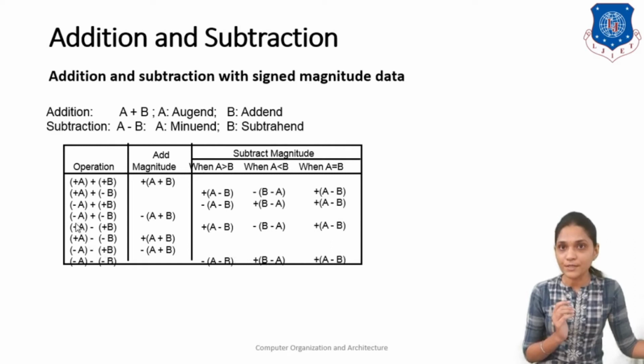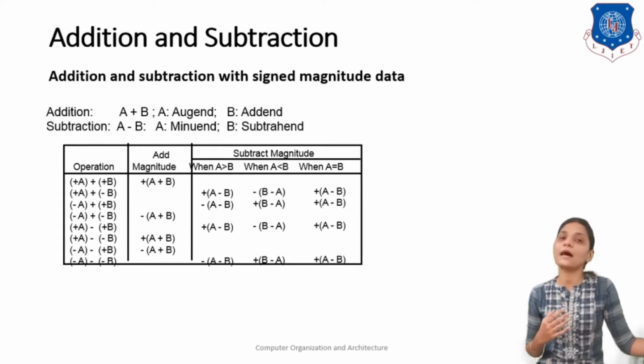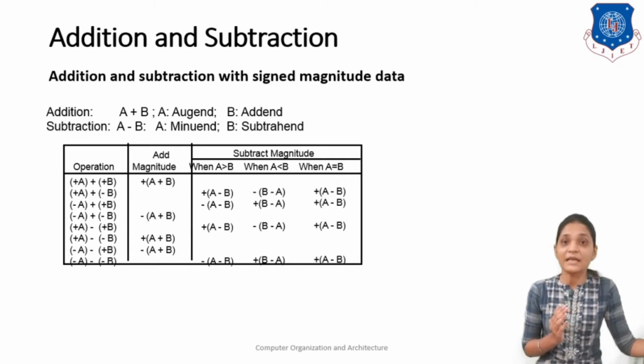Next, if A is negative, B is negative, and your operation is addition, that means you are going to do the operation of addition, because minus minus is plus. That is A plus B, and the sign will always be negative. For this case your sign will always be negative because both of your numbers are negative, but the operation will be addition. Next, if we consider the subtraction operation, if A and B both are positive and the operation is subtraction, that means you are going to do the subtraction operation, but the sign will depend upon your A and B.